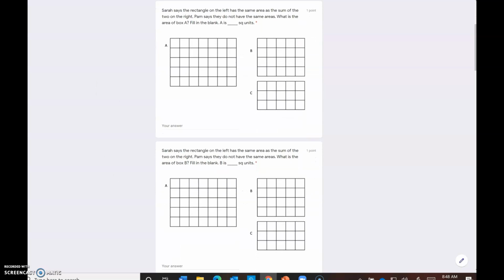So the first one says Sarah says the rectangle on the left has the same area as the sum of the two on the right. Pam says they do not have the same areas. What is the area of box A? A is blank square units. So in your answer, you need to tell me the area of A.